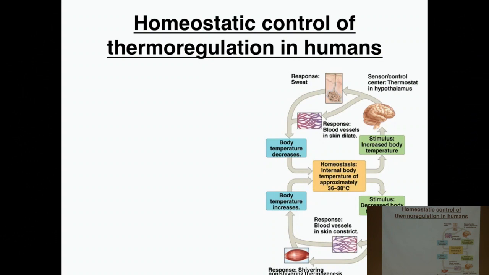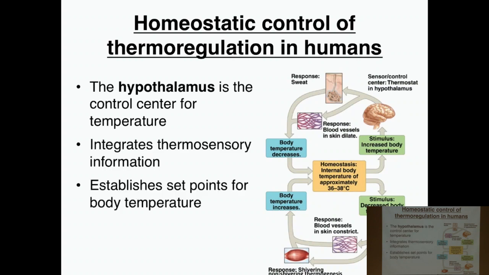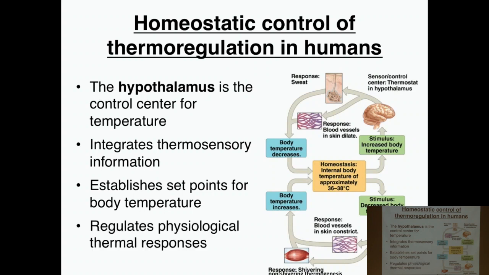So what we're going to do now is just take a quick look at some specific ways that thermoregulation happens in humans, and in particular, a situation, the onset and the breaking of a fever that results from a change in the thermoregulatory set point. So I mentioned earlier that the hypothalamus is the control center for temperature, and it integrates thermosensory information, taking in sensory information to say whether you're at the set point and comparing the set point to your current state. And it also regulates physiological thermal responses.